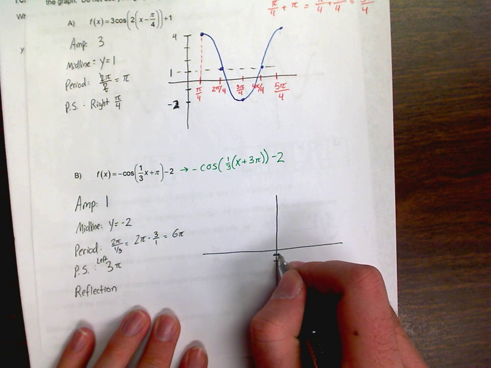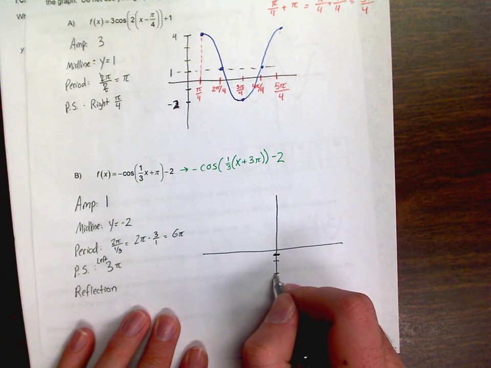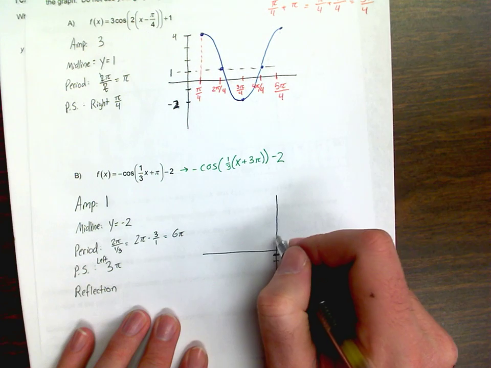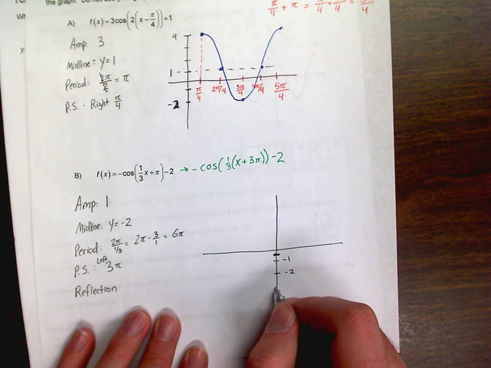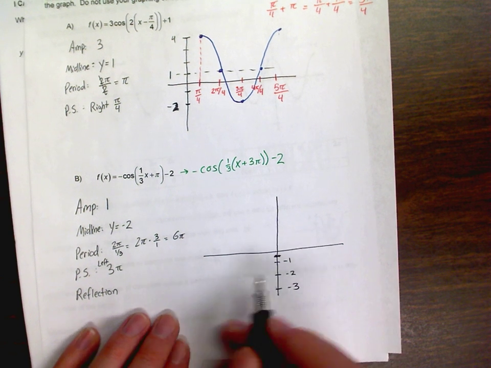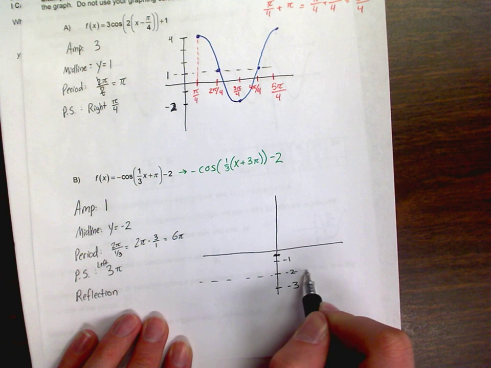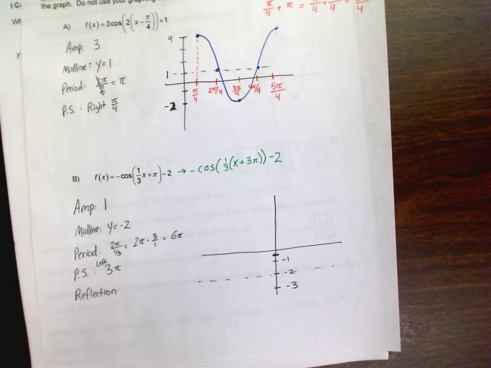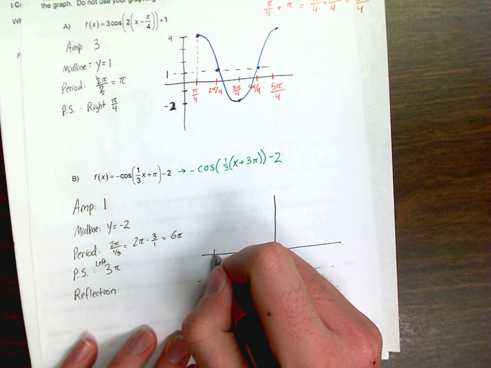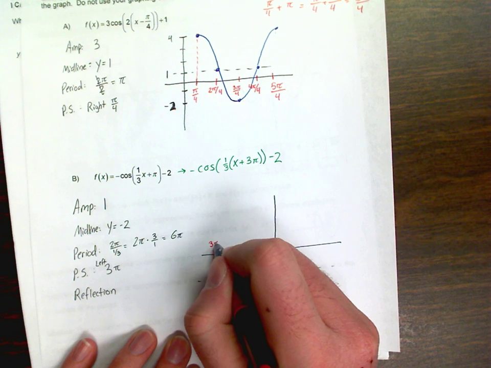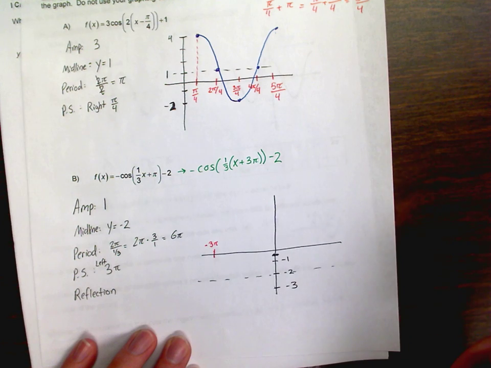Okay, so my amplitude is 1, so I'm going to go up to negative 1, and I'm going to come down here to negative 3. Cool. Now, let's shift over 3 pi to the left. And I'm going to call that wherever I want to call that. This is now 3 pi. Negatively. Negative 3 pi. Okay, so here's my new axis to start from.